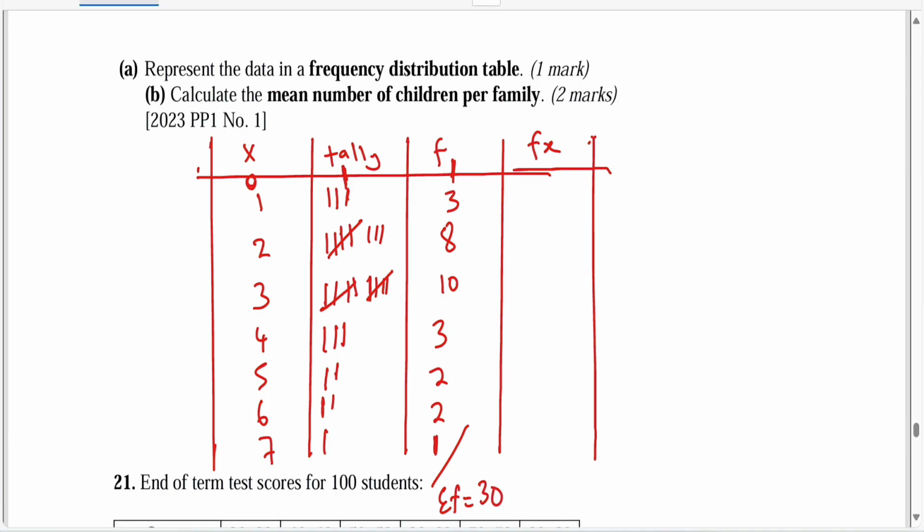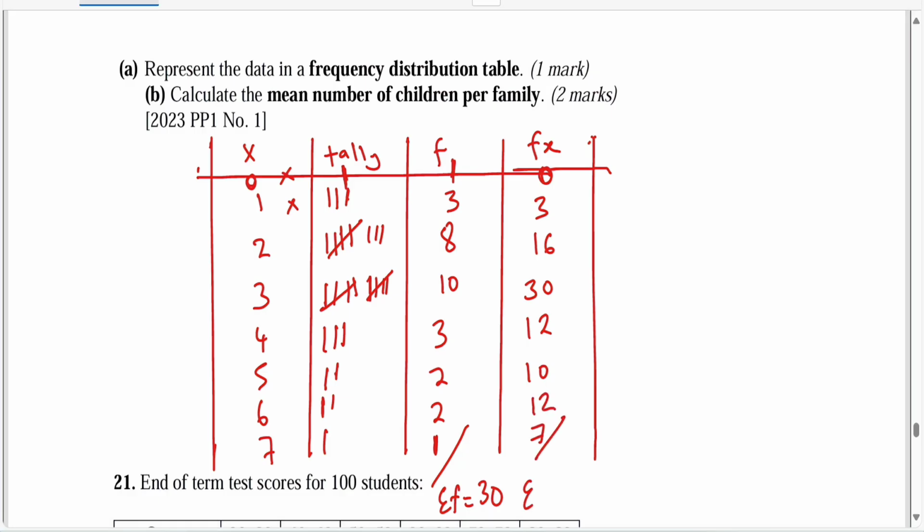So your Fx, 0 times 1, which is 0. So 1 times 3 is 3. 2 times 8 is 16, 3 times 10 is 30, 4 times 3 is 12, 5 times 2 is 10, 6 times 2 is 12, 7 times 1 is 7.